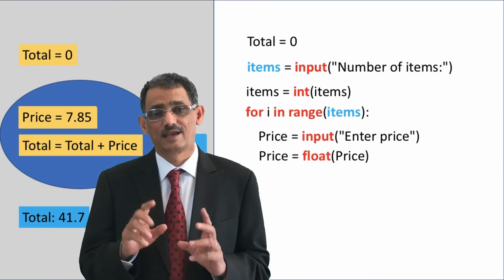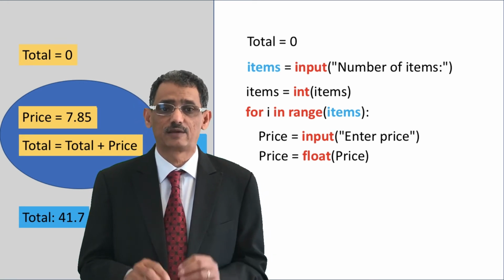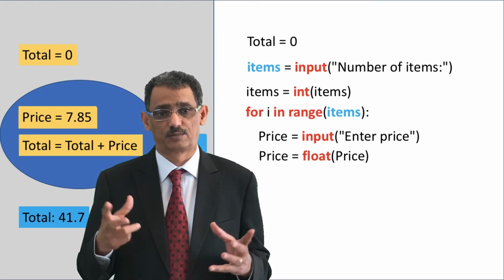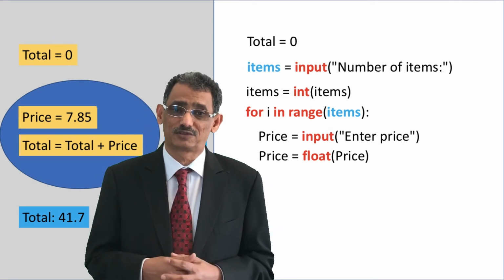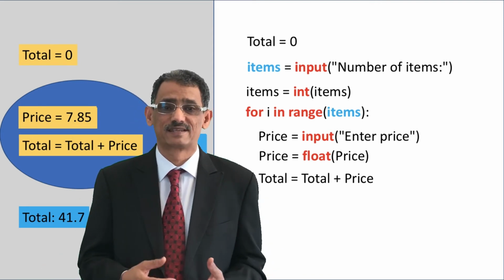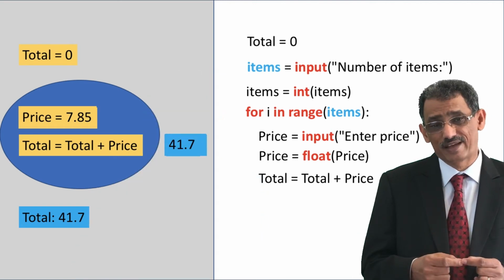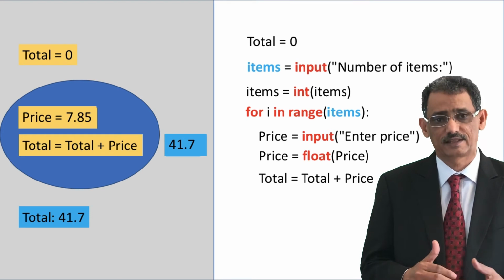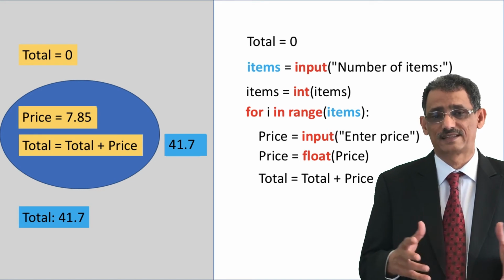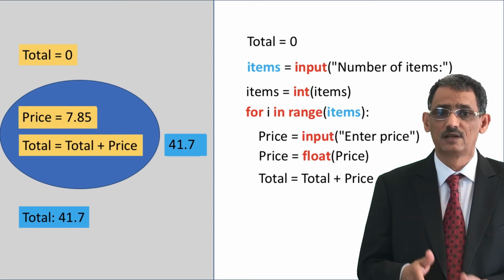Now, price equals float price. This line will convert the user input from text to float numbers. Now we calculate the total, and this is how we do the total. Total equals total plus price. This line you will see everywhere you calculate a total. There is another simplified version, but we'll leave it for now. We'll look at it later when we come to that one. But this is straightforward, and you can understand it easily. The previous total equals the previous total plus price.